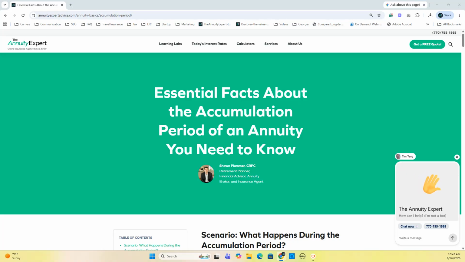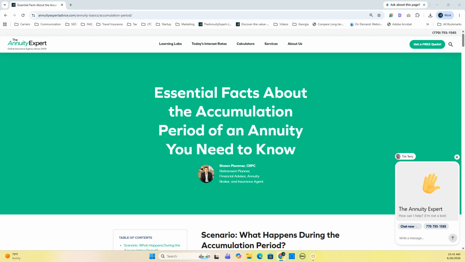There's two types of annuities: an immediate annuity and a deferred annuity. An immediate annuity is for someone who's looking to start income immediately. Usually the accumulation period in that immediate annuity is from 30 days to the 365th day. With deferred annuities, the deferral period can be anywhere from 30 days up to 30 years in the future, sometimes longer.